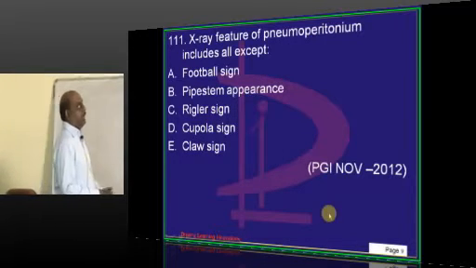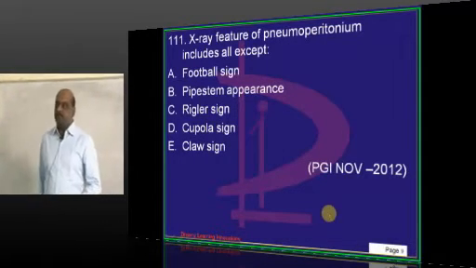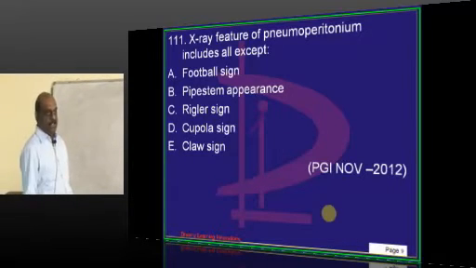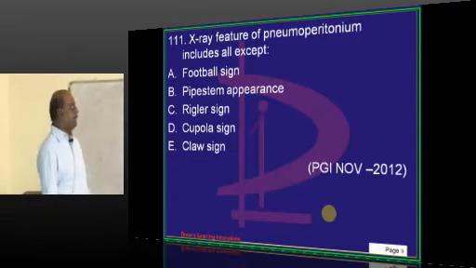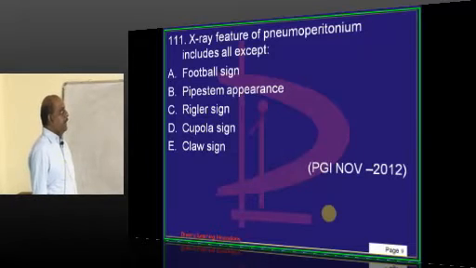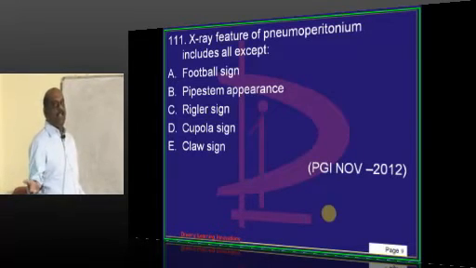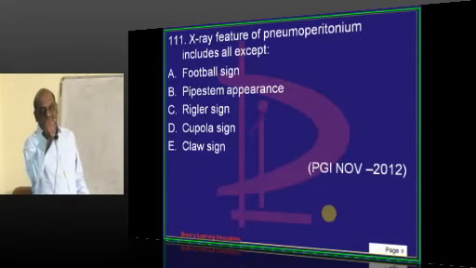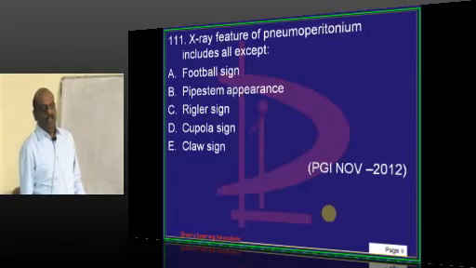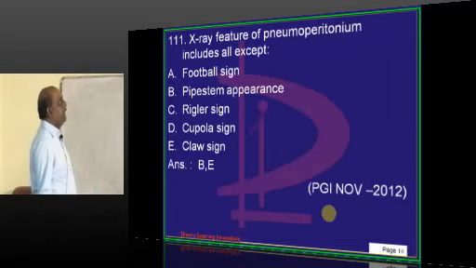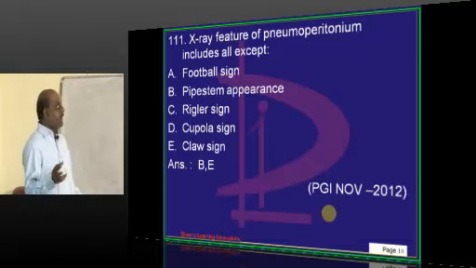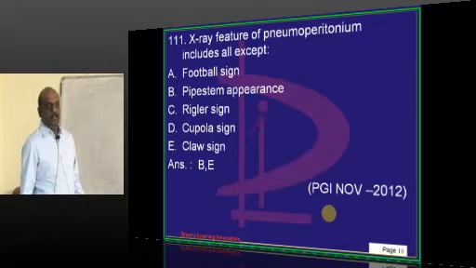In pneumoperitoneum, what are the various radiological signs that you see? It is a favorite MCQ of examiners. You don't see claw sign. Claw sign, where do you see? Intussusception. Very good. And pipe stem appearance with cicatrization, where will you see? In case of any inflammatory bowel disease actually. So remaining things, regular, football, cupola, all the three you will see.